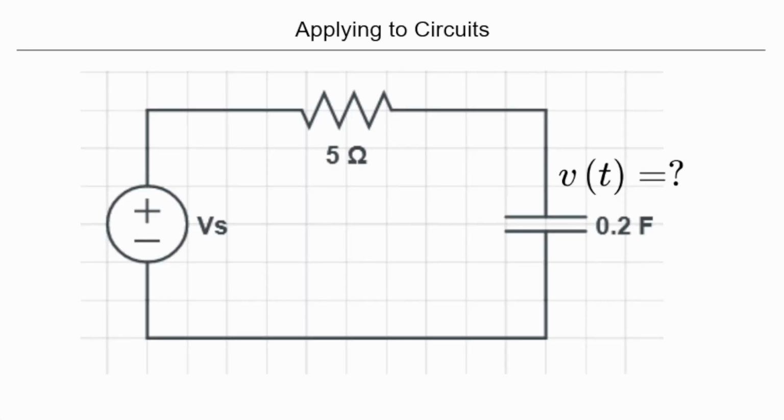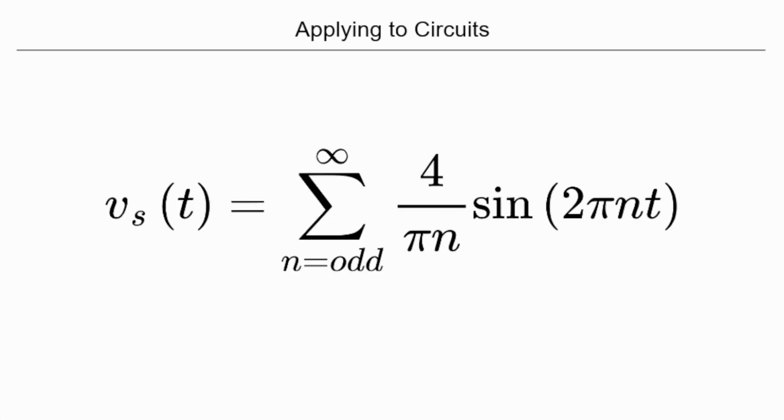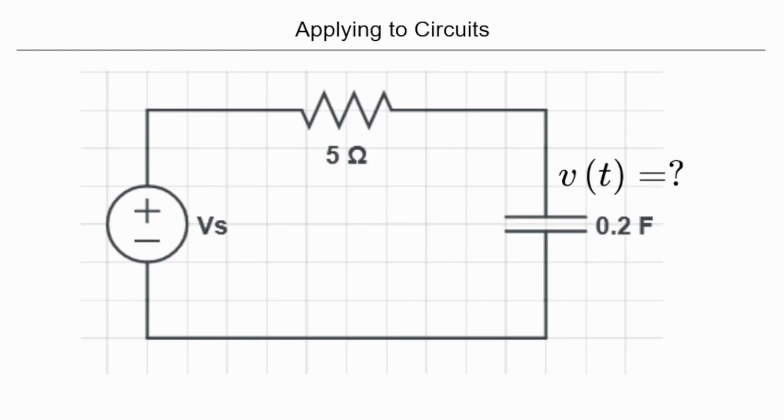Here, we have a voltage source, a resistor, and a capacitor. We have to know the voltage on the capacitor as a function of time, where our voltage source has this as its voltage, which we calculated earlier as this sum. So now, what's the voltage on our capacitor?